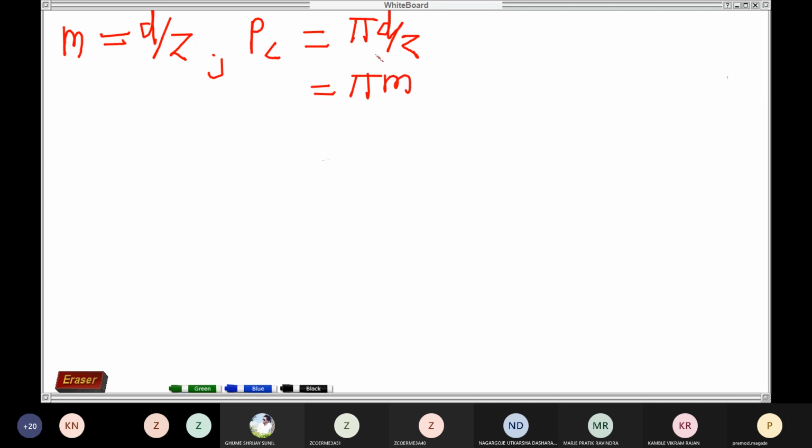So, I'll start. See, first at the starting we have used the module. Module is nothing but d by z in terms of terminology. Then we have seen circular pitch PC, pi d by z. This we also call pi m because d by z is module. Then we have seen diametral pitch PD is equal to reciprocal of what? Tell me.